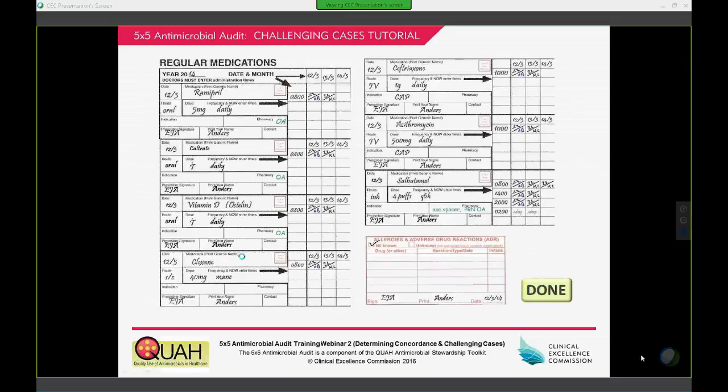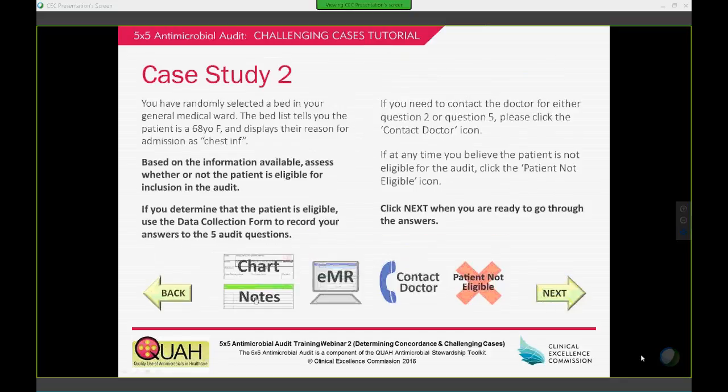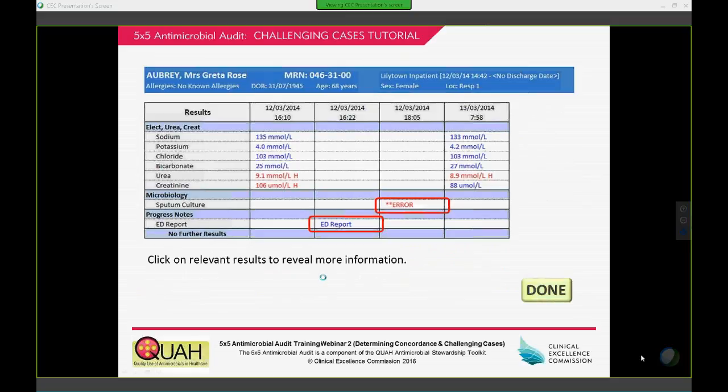We've got here ramipril, caltrate, vitamin D, clexane, ceftriaxone, azithromycin, and some salbutamol. So ceftriaxone and azithromycin are our current orders for systemic antimicrobial therapy. And if we have a quick look at some of the other information that's available to us in the electronic medical record, we have an ED report from 2 days ago when the patient was admitted. So that's going to mean that they should be falling inside that 5-day rule.